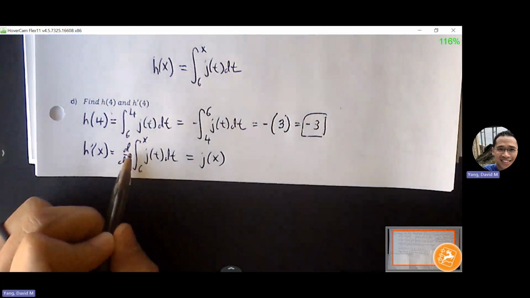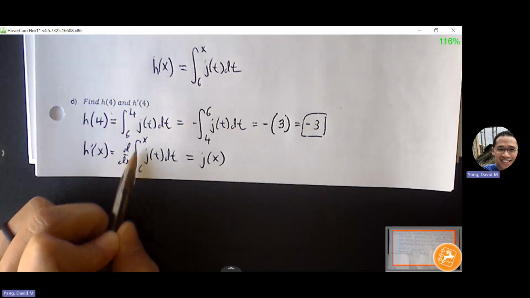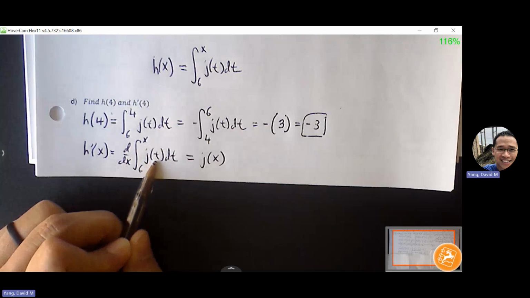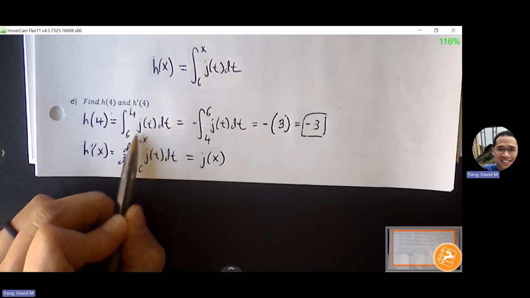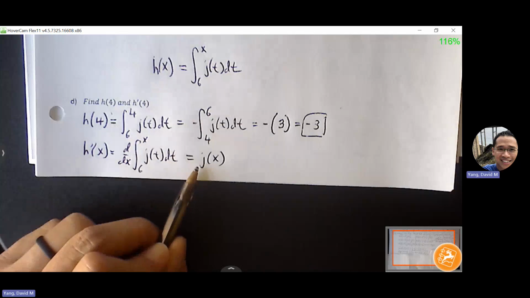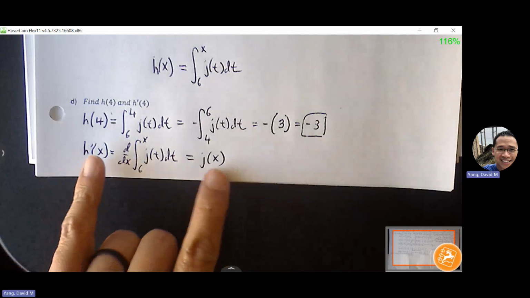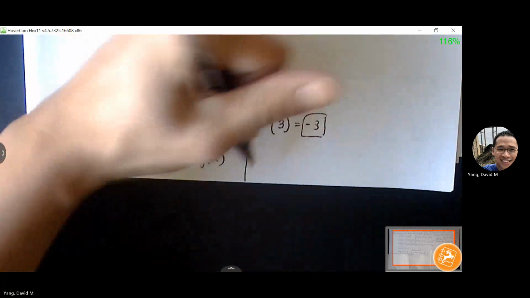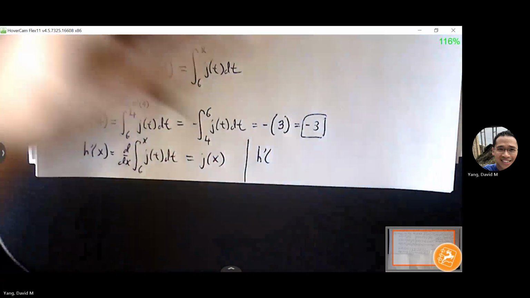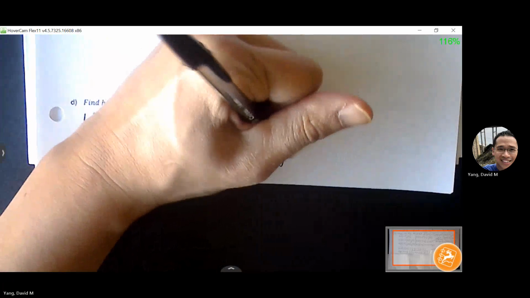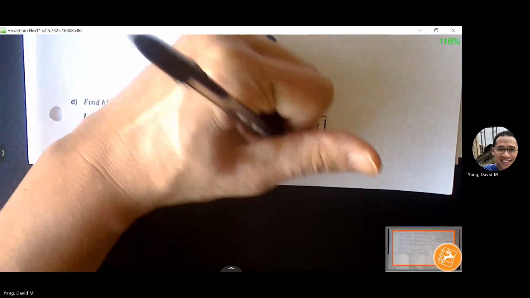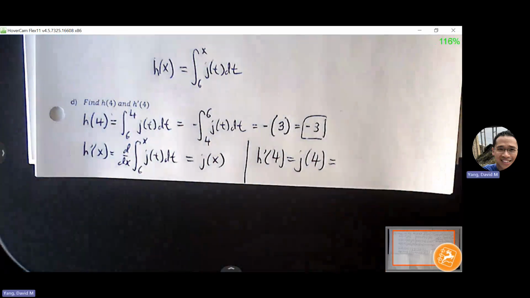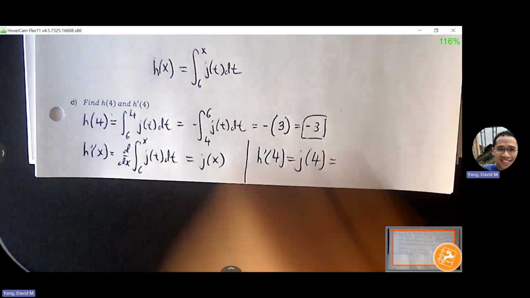Derivative and integral cancel each other out. Plug the upper bound into the variable times the upper bound's derivative. So x times 1 is not going to change anything. So h prime is simply just j of x. And j of 4 is equal to 0.